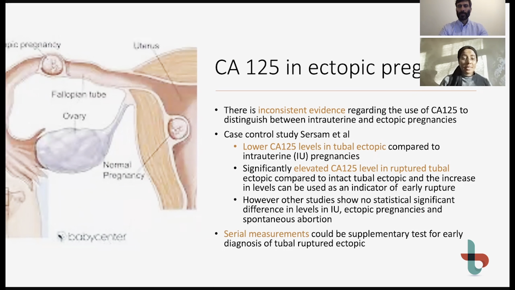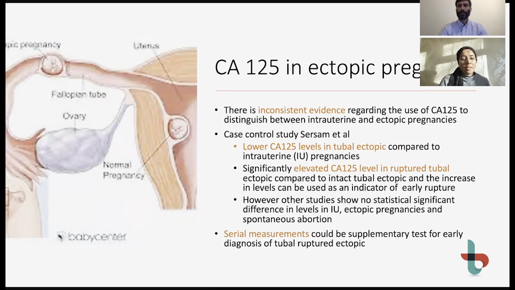And there is a significantly elevated CA125 in ruptured ectopics. However, other studies show that there is no statistically significant difference in levels, and this could also be attributed to the fact that CA125 levels could be higher in first trimester pregnancies anyway, even if they're normal.